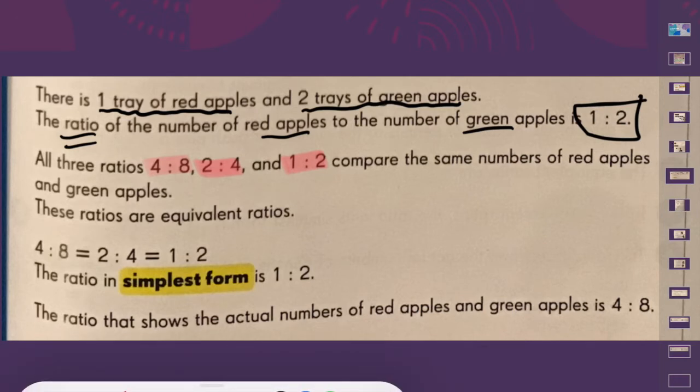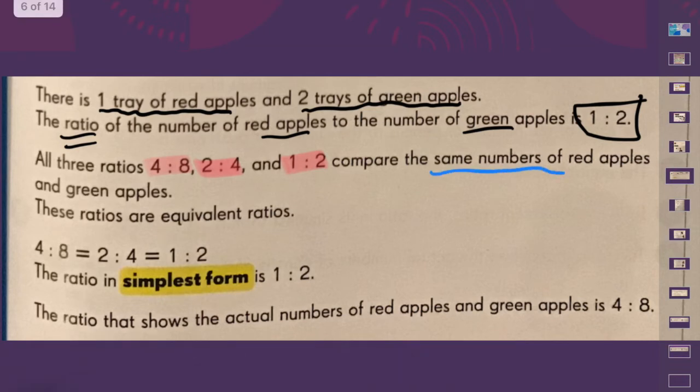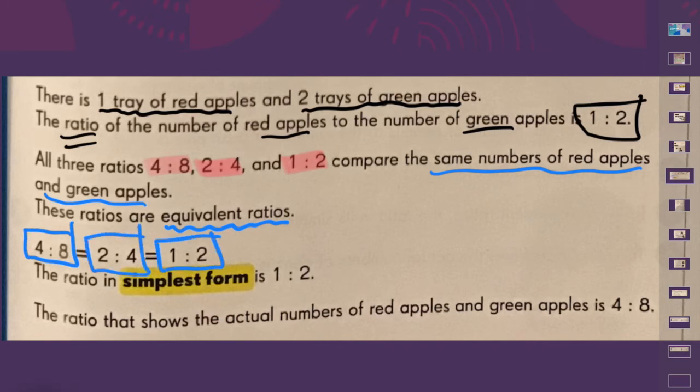They're comparing the same number of red apples and green apples. So we would say that these ratios are equivalent ratios. 4 to 8 is equal to 2 to 4 is equal to 1 to 2. And this ratio, 4 to 8, in simplest form is 1 to 2. Now we're going to talk a little bit more about how to make these equivalent ratios and how to find the ratio in simplest form in our next few slides.